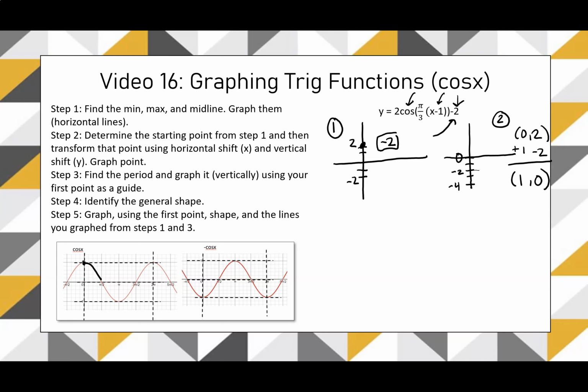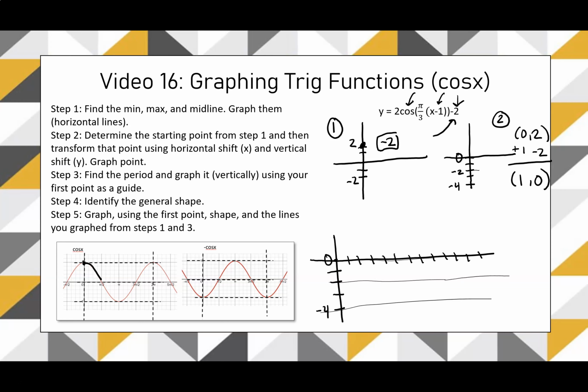So let's go ahead and graph our min, max, midline, and our starting point. So I'm going to have something like this, and I'm going to go down to 4. That's my negative 4. And then I'm going to go to 0 here, mark that as 0. And then I'm going to go 1, 2, 3, 4. All right, so I'm going to put my dotted line here, another one at 4, and then I do have one at negative 2 as well.